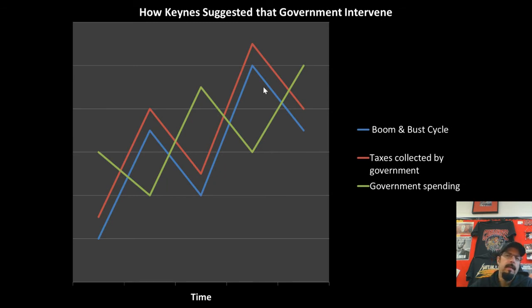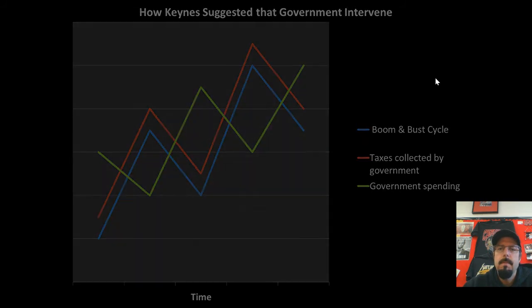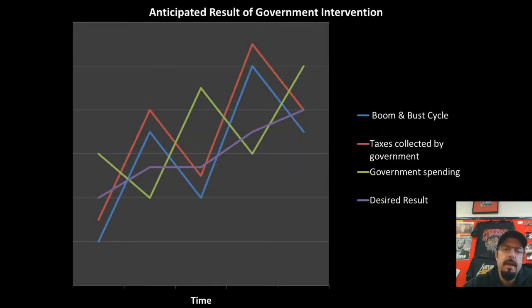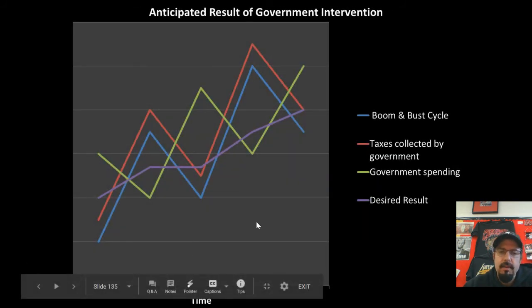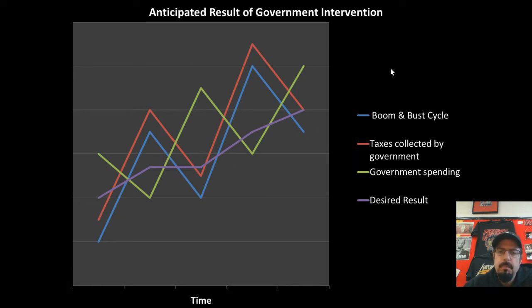So this is how Keynes suggested that you would overcome this boom and bust cycle. You would spend more when times are bad, and you would spend less when times are good. And so it would even it out. It's like if you had a bunch of hot water, if you put a bunch of cold water in, you would have more just warm water. And so the result would be, instead of the boom and bust, the highs and lows, you'd have this steady creep over time. And that's the basic Keynesian model.